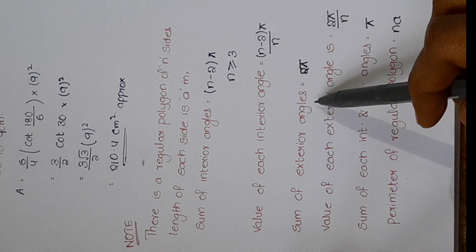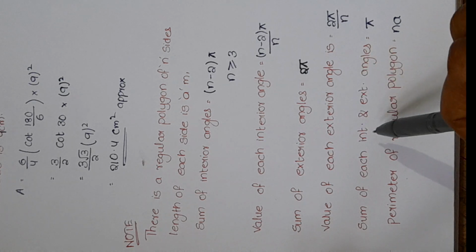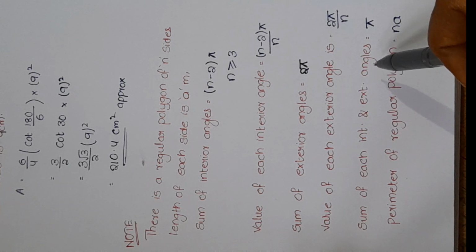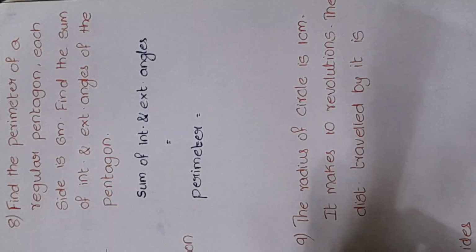Sum of the exterior angles is 2 pi. Value of each exterior angle is 2 pi by n. Sum of each interior and exterior angle is pi. Perimeter of the regular polygon is n into a, where a is the side.